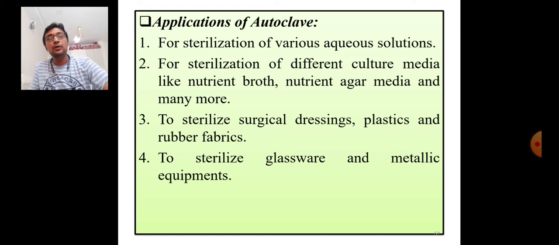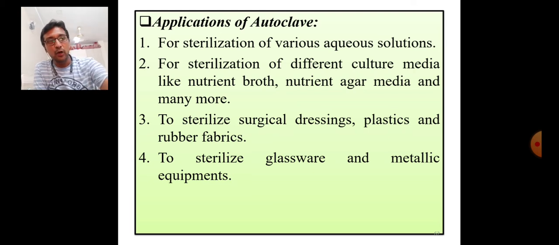Definitely, we are able to sterilize the plastic materials and the rubber materials and the surgical dressings. All this sterilization of all these materials can be easily carried out within an autoclave. Fourth one, autoclave is useful for the sterilization of the glasswares as well as for the metallic equipments. No doubt, hot air oven सुद्धा वापरला जातो glasswareच्या sterilization ला, पण autoclave is also useful for the sterilization of the different types of the glasswares and the metallic equipments.